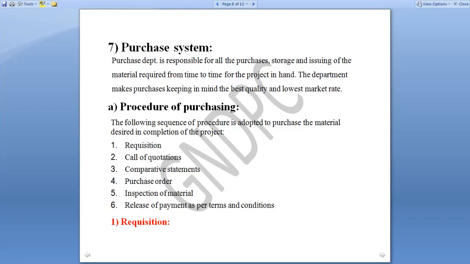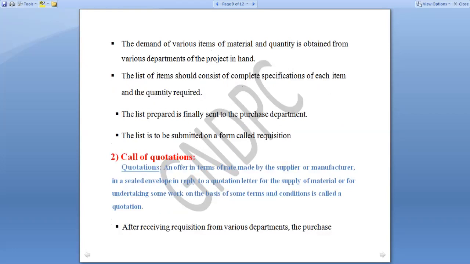The first thing in this case is the procedure of purchasing. The sequence followed for purchasing is as such. First is requisition, then the call of quotations, then comparative statements, purchase order, inspection of material, and release of payments as per terms and conditions. We'll start with the requisition first.